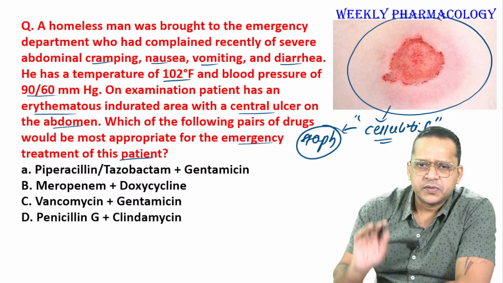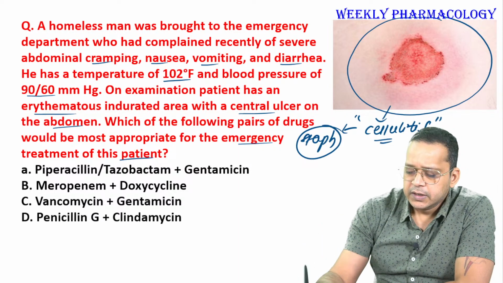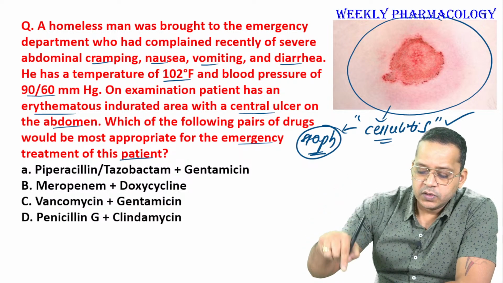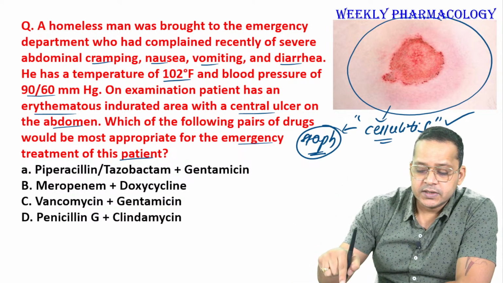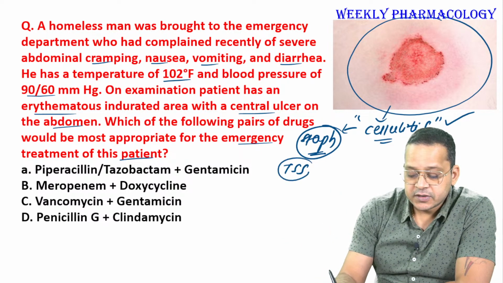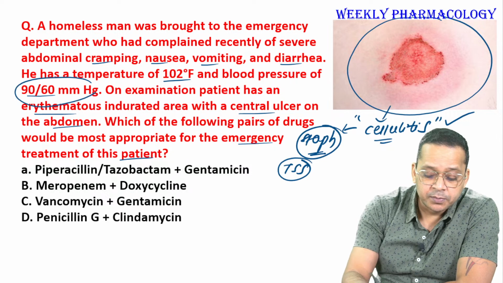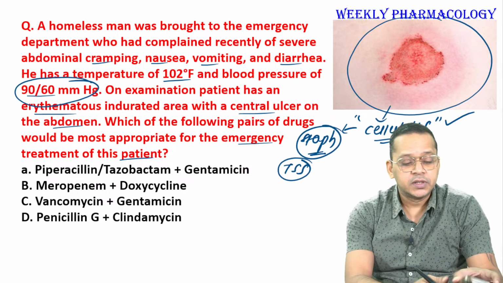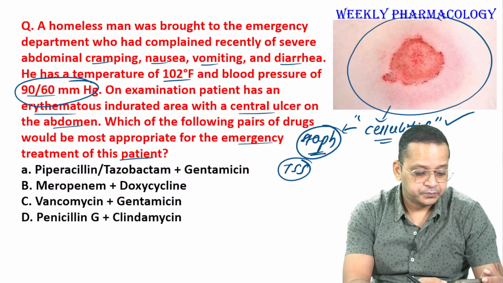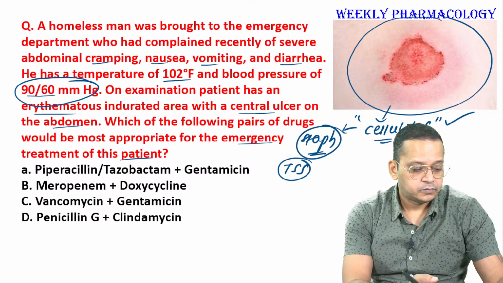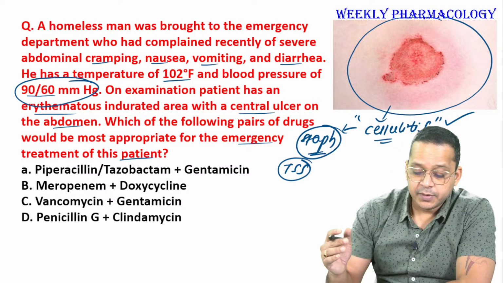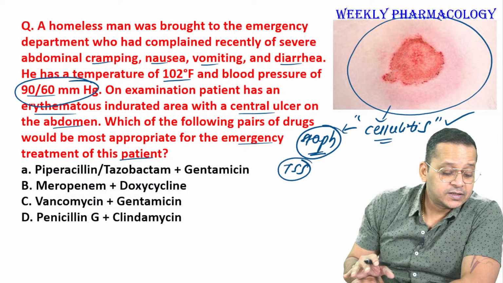Staphylococcus. I told you it's a difficult one. If you didn't get the answer right, it's okay. So cellulitis, Staphylococcus, and that Staphylococcus causing cellulitis can release toxin and cause TSS, toxic shock syndrome. That is the reason why the blood pressure is so low, 90/60.